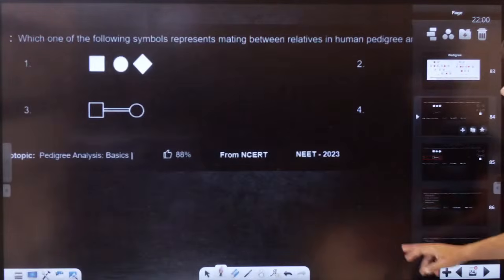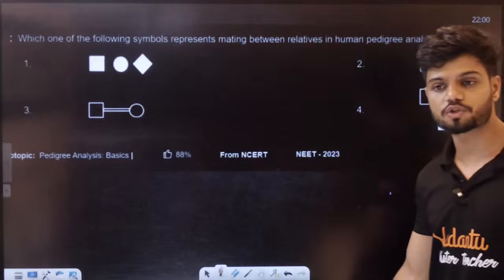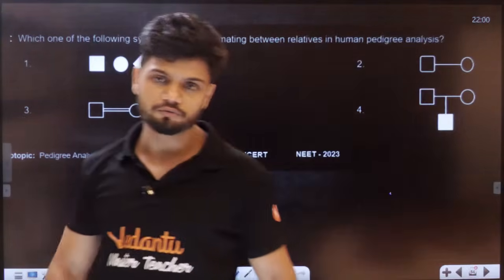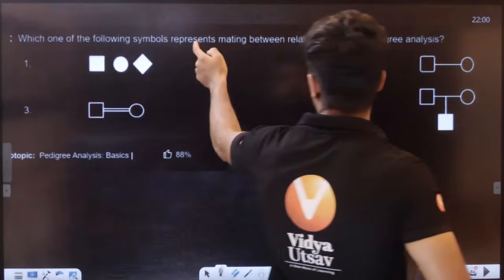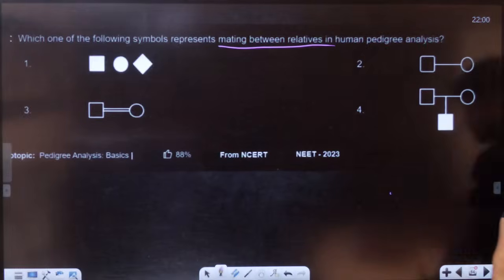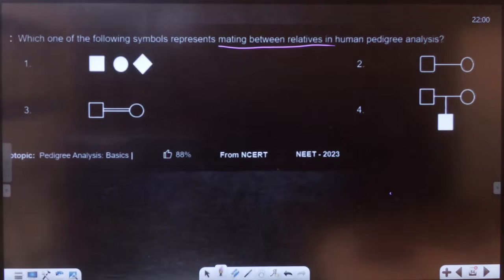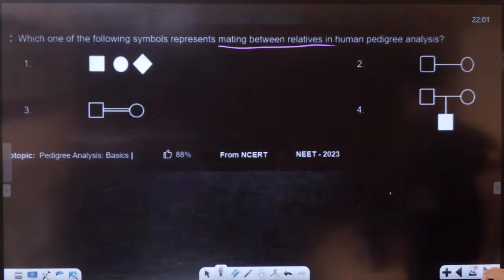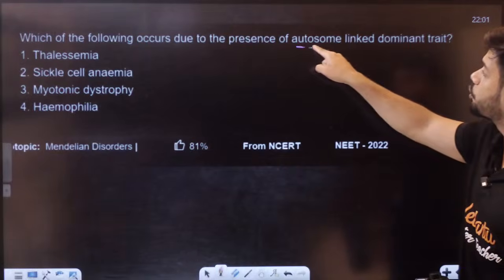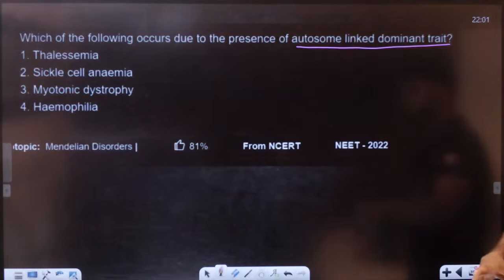So students, solve this question quickly, all of you. Which of the following represents mating between relatives, or consanguineous mating? What is the answer? Option number 3.